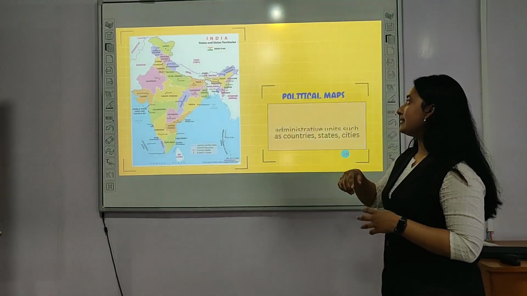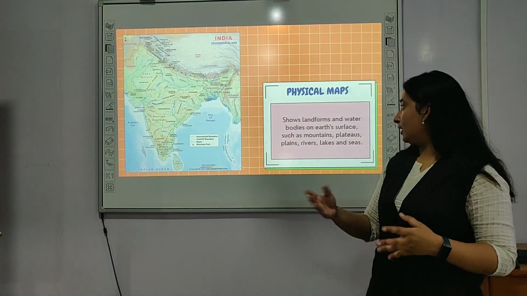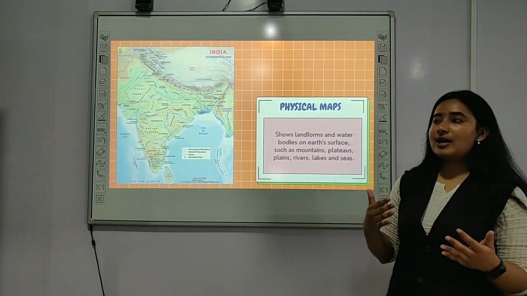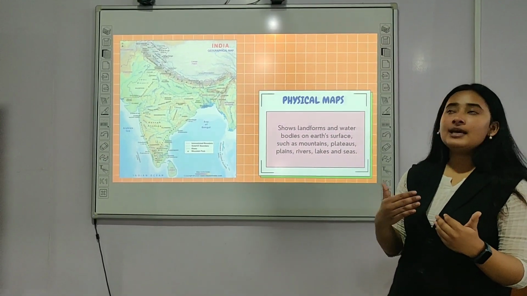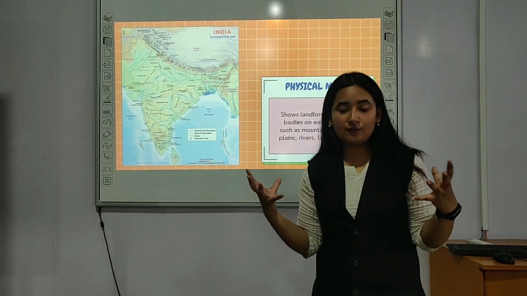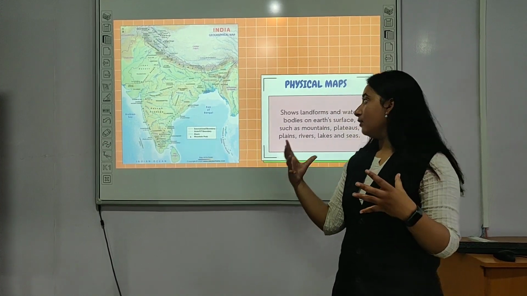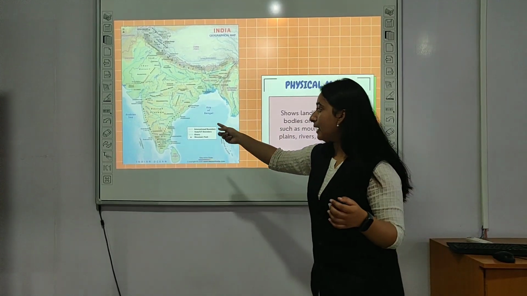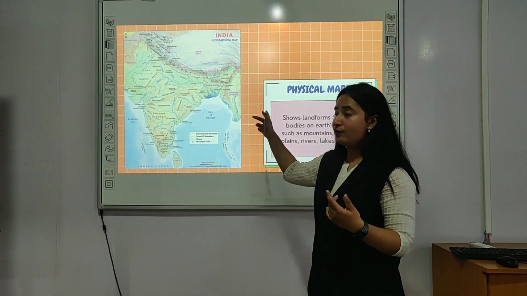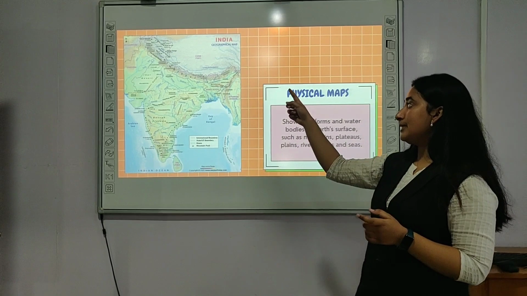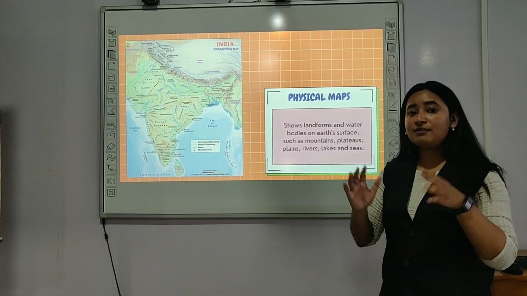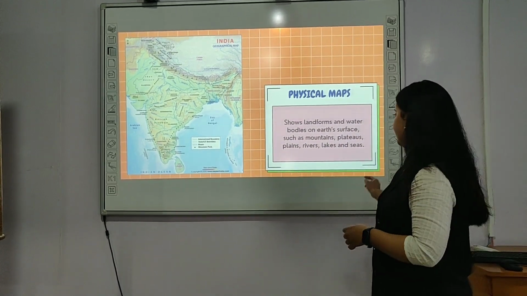The next is physical map. So here the physical map shows lands and water bodies on the surface such as mountain, plateau, plain, rivers, lakes and sea. Physical map shows us physical features of the earth, which is, you can see here as Deccan Plateau is very visible. You can see here the Western Ghats, the rivers that flow, the mountain ranges, you can see the Himalayas over here. So the physical map shows us the physical properties of a place.